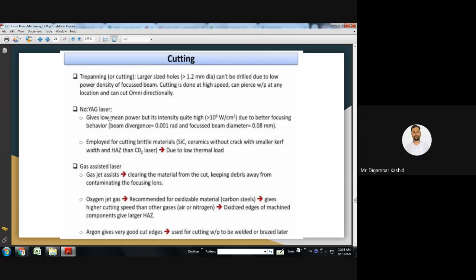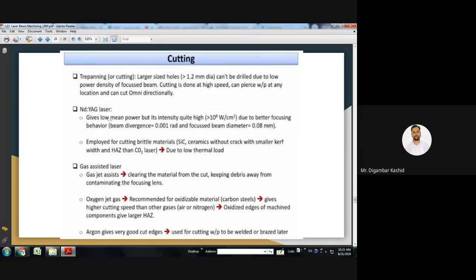Now, talking about the gas assisted lasers. Gas assisted laser means our CO2 lasers and others. In that, gas jets assist in cleaning the material from the cut and keeping debris away from contaminating the focusing lens. Oxygen jet gas is also used for oxidizable materials to increase the cutting rate. So it is recommended for oxidizable materials like carbon steels. It gives a higher cutting speed than other gases like air or nitrogen.